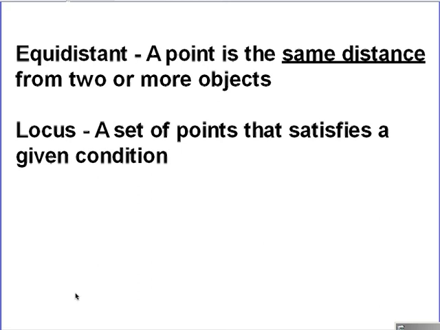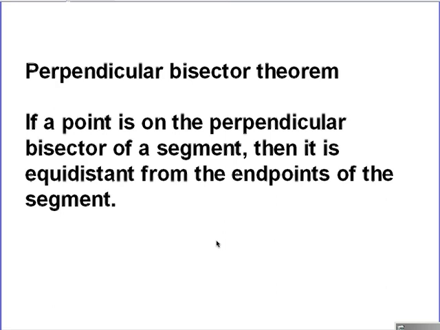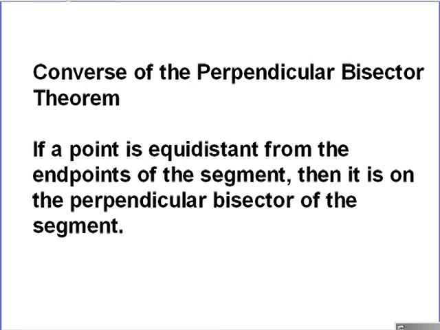Take a moment to pause the video, get out your vocab sheet, and record the definitions for equidistant and locus. Now, the perpendicular bisector theorem says that if a point is on the perpendicular bisector of a segment, then it's equidistant from the endpoints of the segment. You can either find this in your book or pause the video to read that definition over again. And the converse says if a point is equidistant from the endpoints of a segment, then it's on the perpendicular bisector of the segment. Again, you can read this in your book or pause the video now to absorb this.